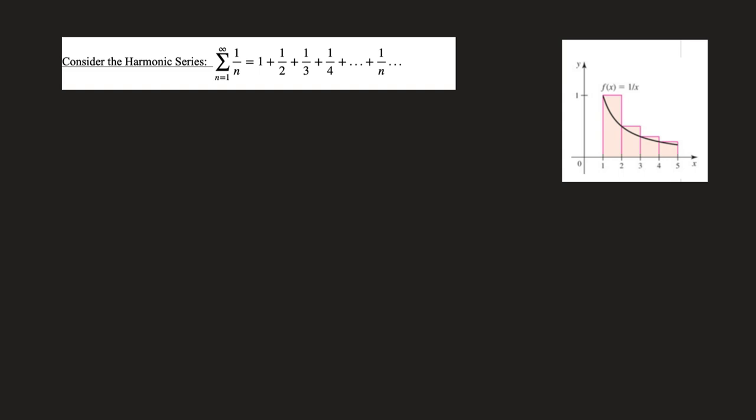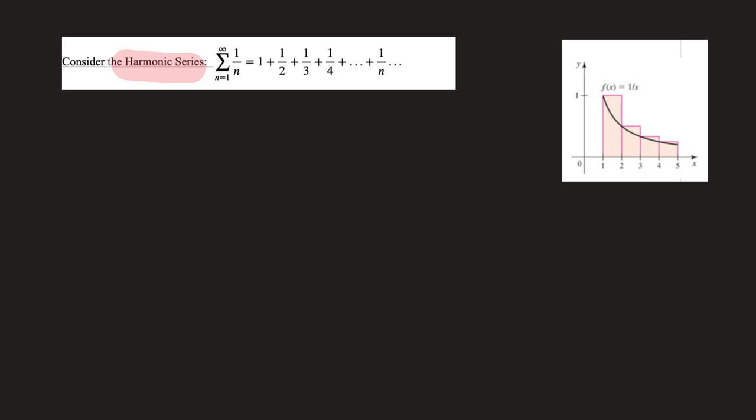Let's practice one more time, guys. This is one of the most important series, which we call the harmonic series. That's the harmonic series: 1 plus 1 over 2 plus 1 over 3 plus 1 over 4 plus and so on. In the previous section we said this is divergent.